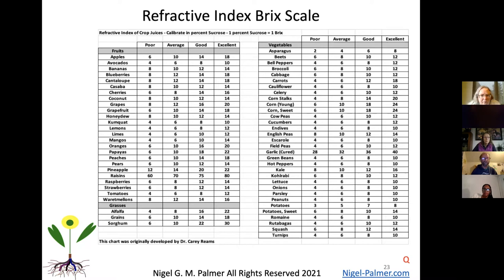If you look at the tomatoes here, you can see that a poor tomato has a refractive index of 4 and an excellent tomato has a refractive index of 12.